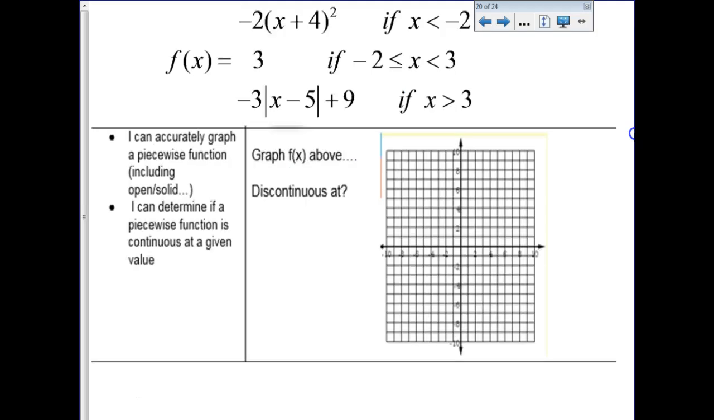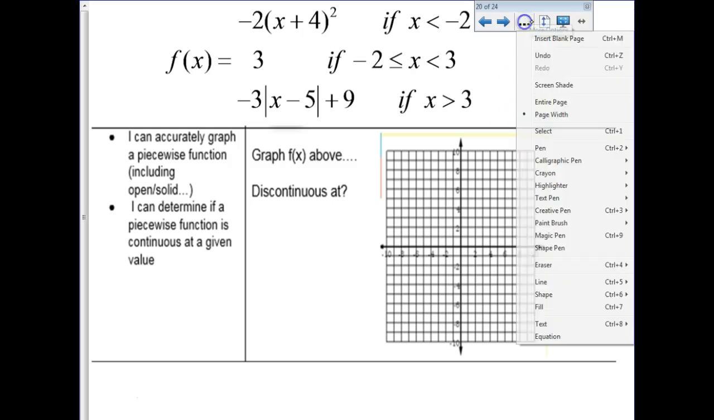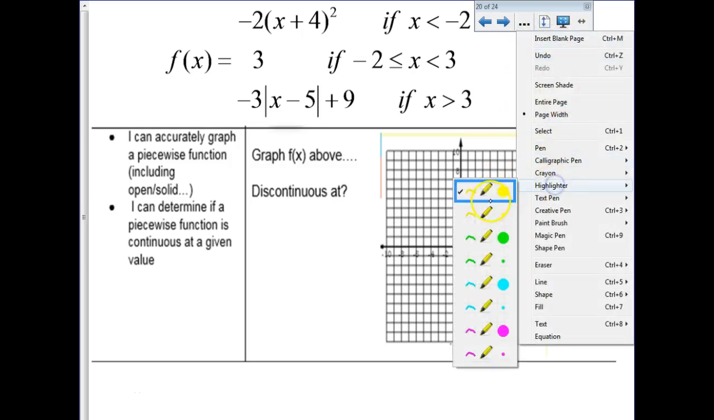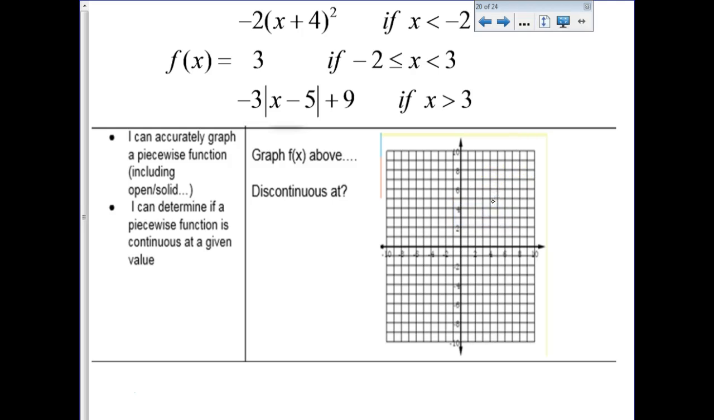All right, same function. For me, I like to put boundary lines wherever I have a domain switch. So -2 and 3 are going to be my places where it switches. I'm going to go ahead and mark that up. Then, some pieces of this are going to be very easy to graph, and some pieces are going to take a little thinking and a little evaluating.